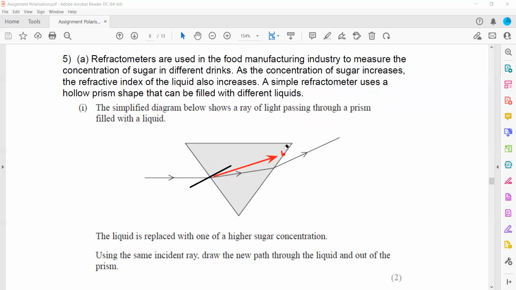And then the same thing, bending away from the normal when it travels out, so it will further bend away from the normal. So we have to complete the diagram to show a greater refraction.